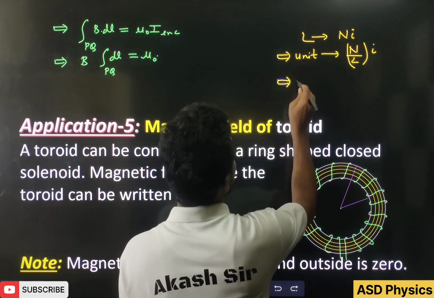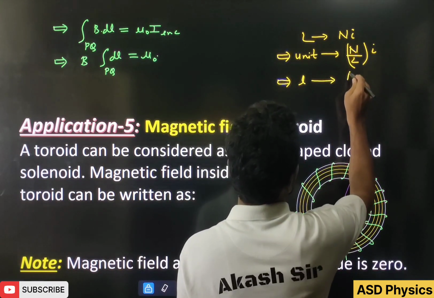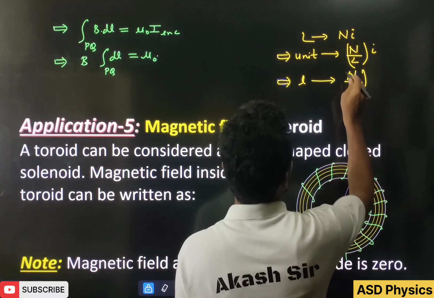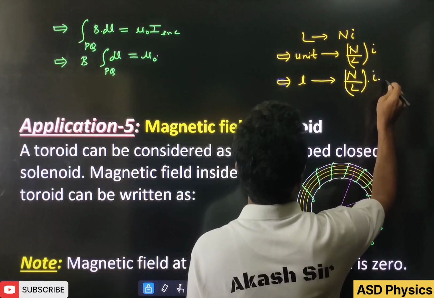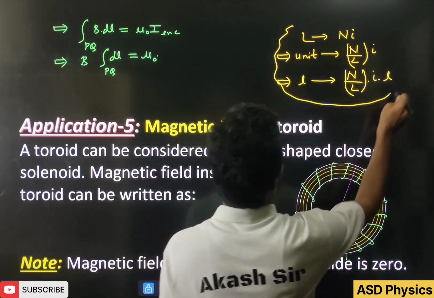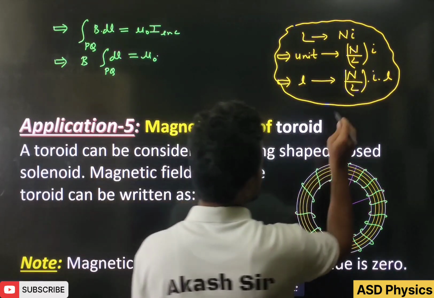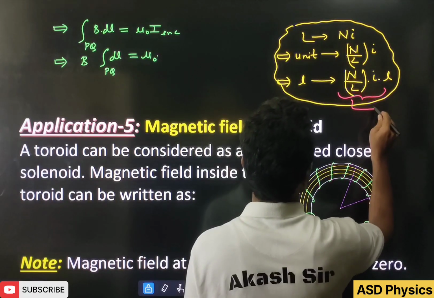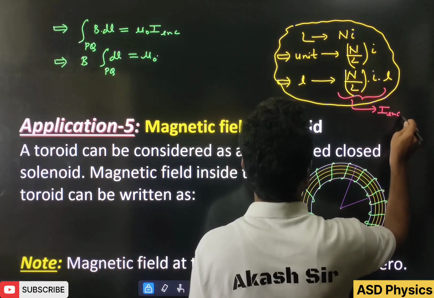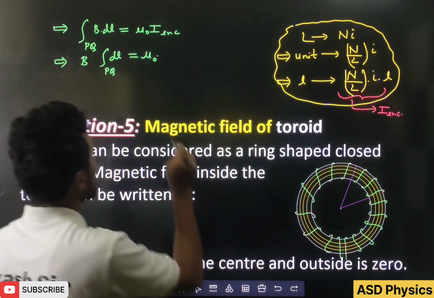After that, what is the length of the Amperian loop? Small l. So that will carry N by L into small i into l. This thing you have to remember. This is the I enclosed. Now remember that, and what is N by L? N by L. Okay, let me write here.